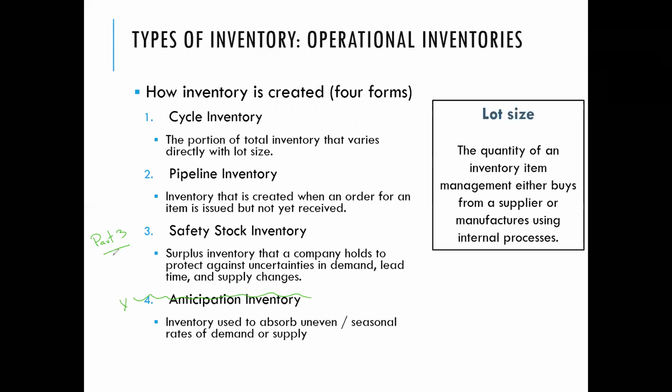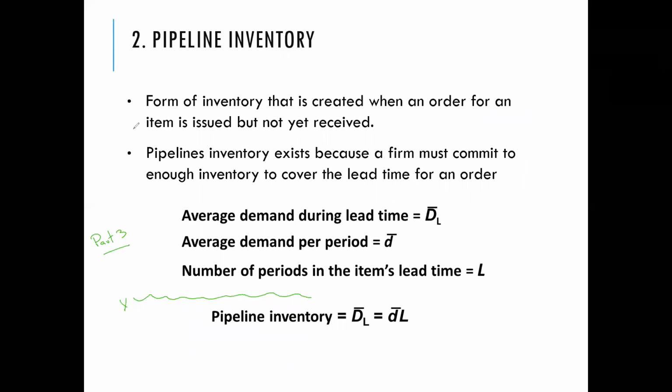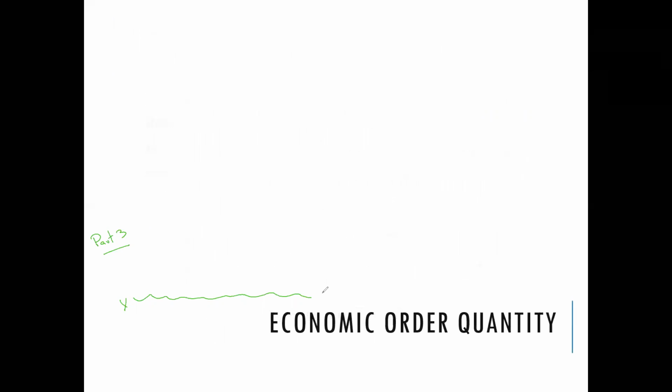Now, what we will do now is, now that we have discussed cycle inventory and pipeline inventory, we will start our conversation on EOQ, which is part 2 of our lecture. So I'm going to stop the lecture here, and I'm going to make a second lecture, and that second lecture will be on EOQ, which will use the concepts that we have just discussed, cycle inventory and pipeline inventory.